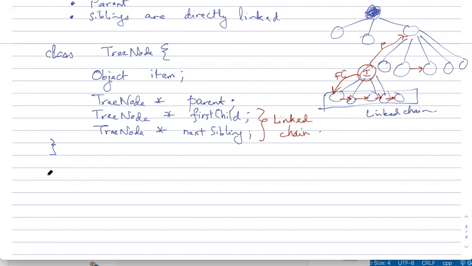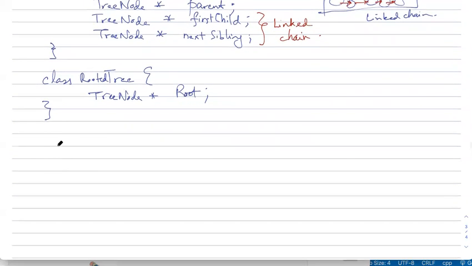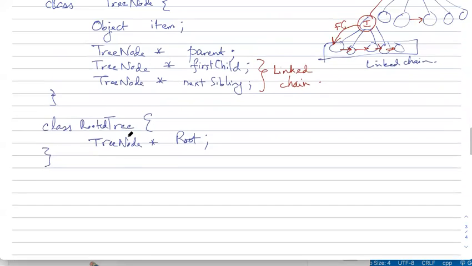Okay. Now, of course, this is the definition of a tree node, right? So if you have to define what is going to be the tree itself, so let's say this is the rooted tree, then you have to designate tree node star root, right? You need to have a designated root, and that's going to be the class structure for the rooted tree. Okay. Any question, any other doubt based on what we discussed so far?